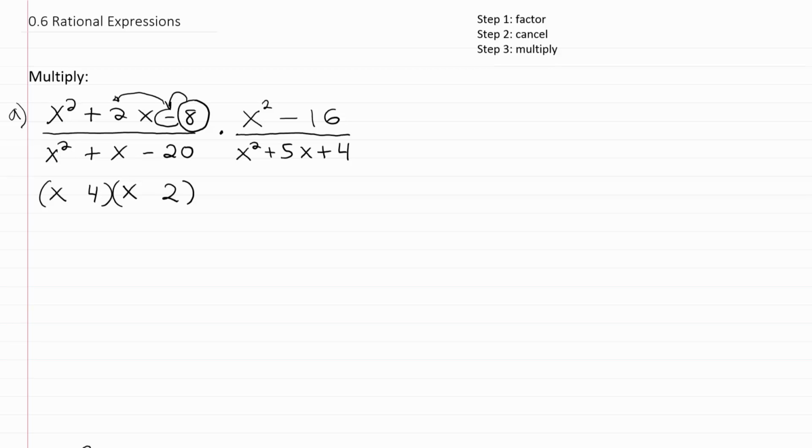Because we have a negative sign on the right, we have a sign of each in the parentheses. We'll want the larger one to be positive here because the middle term ends up being positive. All right, so that's factored. Let's factor the denominator now.